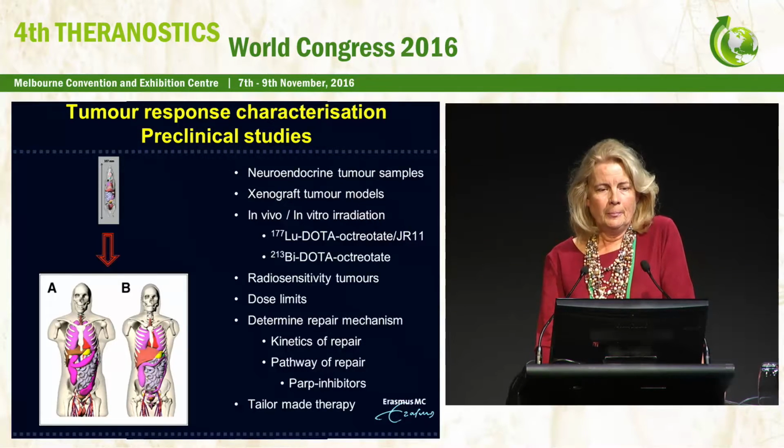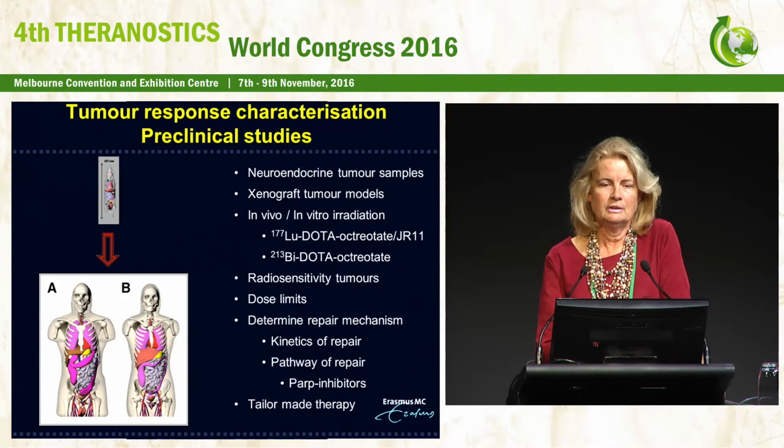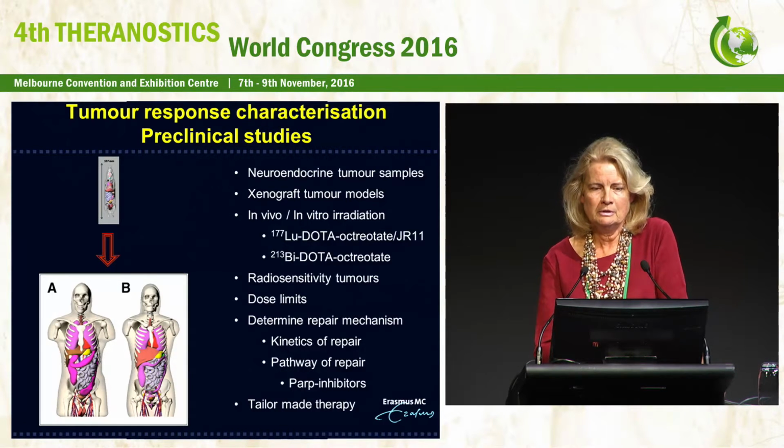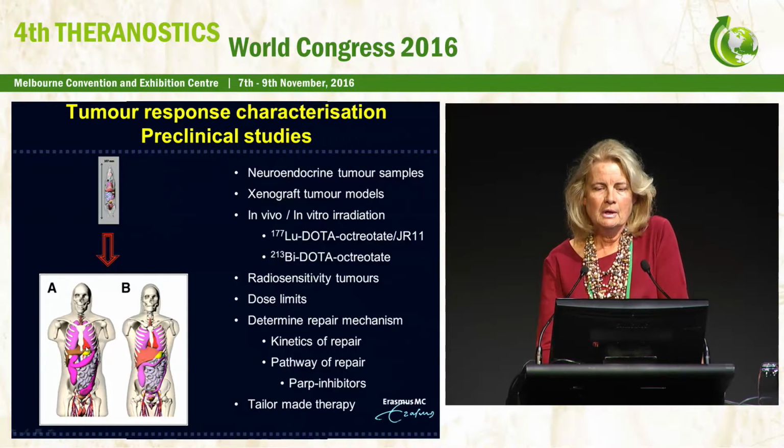So what I try to tell you is that these preclinical studies can help us in the characterization of tumor response. We can use neuroendocrine tumor samples, as I showed you, or xenograft tumor models. In vivo and in vitro irradiation effects can be obtained. They can tell us about radiosensitivity of different tumor samples or different tumor types. They can give an estimation of the dose limits to normal organs.